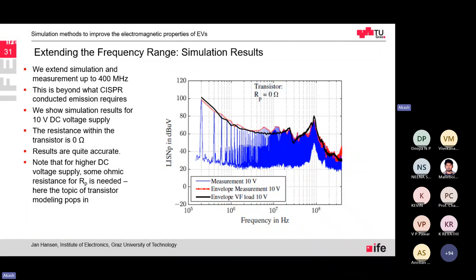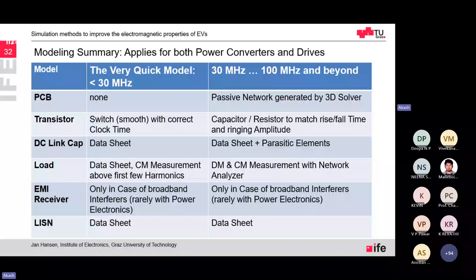Here is a short summary for those who are interested in the details. What would you actually need to consider? We have this very quick model that works under 30 megahertz. You will see you do not need a lot. You can do a lot with guessing. And these models are very fast and very powerful, because speed is something you need in your design process. Here on the right-hand side, there's much more to do, much more sub-modeling. Component models are needed in order to describe this correctly.